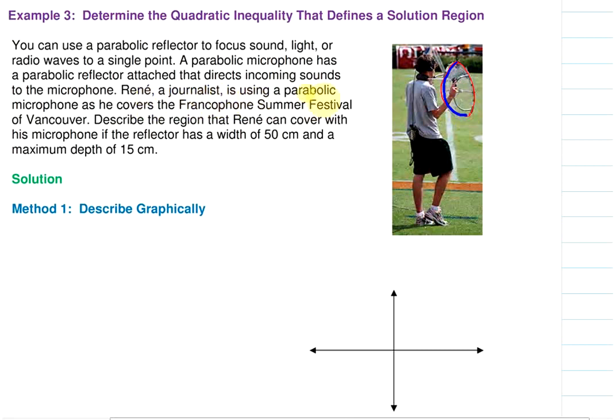Rene, a journalist, is using a parabolic microphone as he covers the Francophone summer festivals of Vancouver. Describe the region that Rene can cover with his microphone if the reflector has a width of 50 centimeters and a maximum depth of 15 centimeters. So we're going to describe graphically what our parabolic microphone looks like.